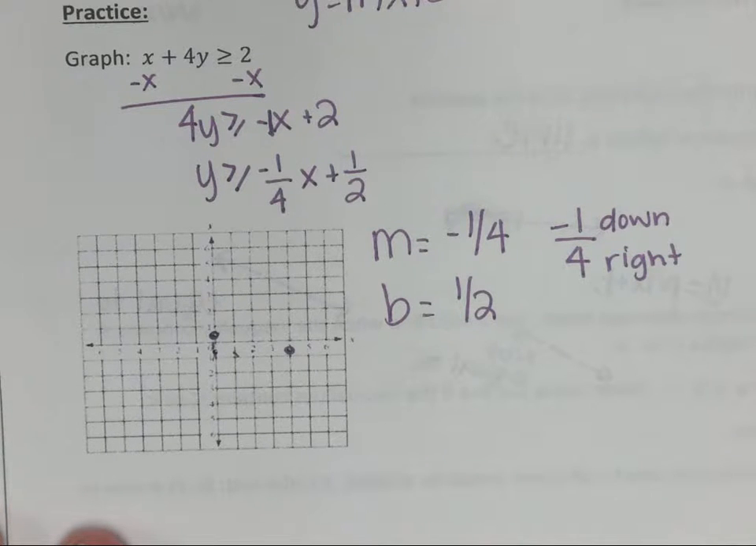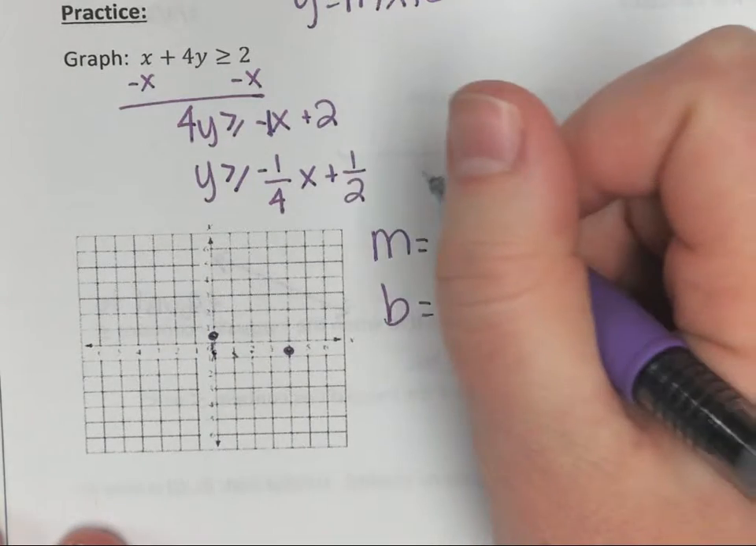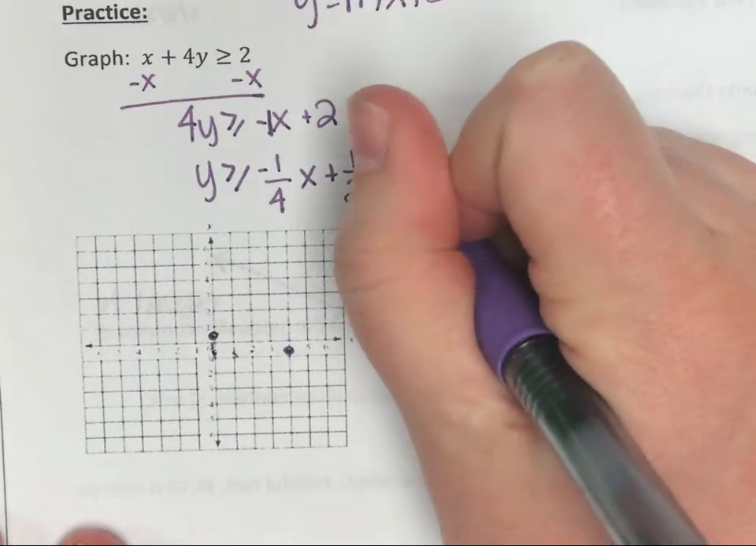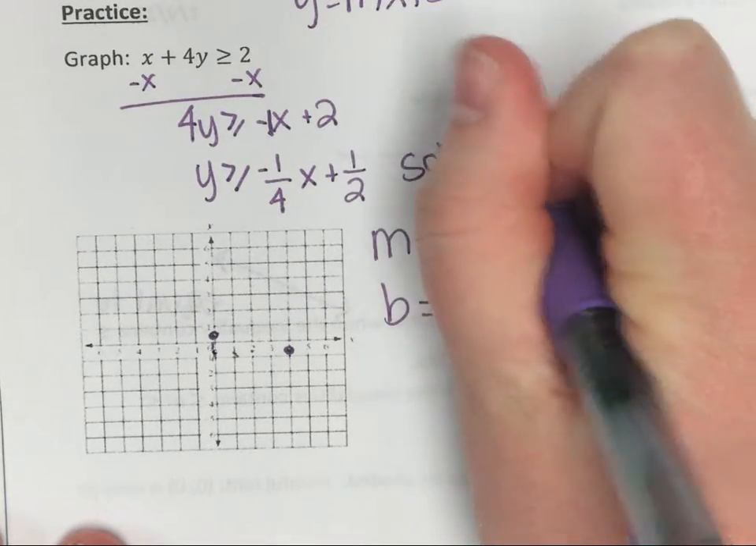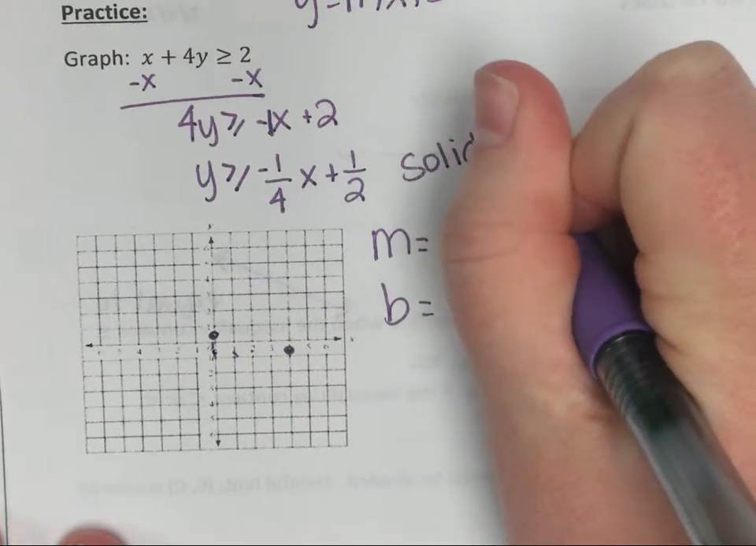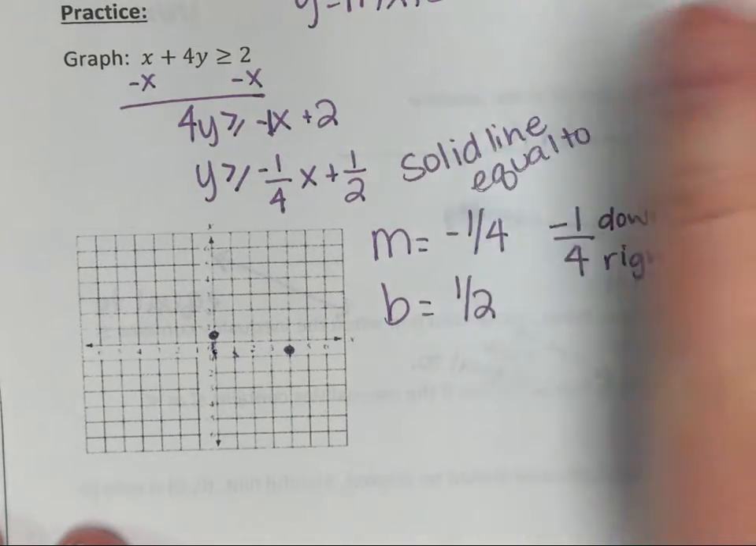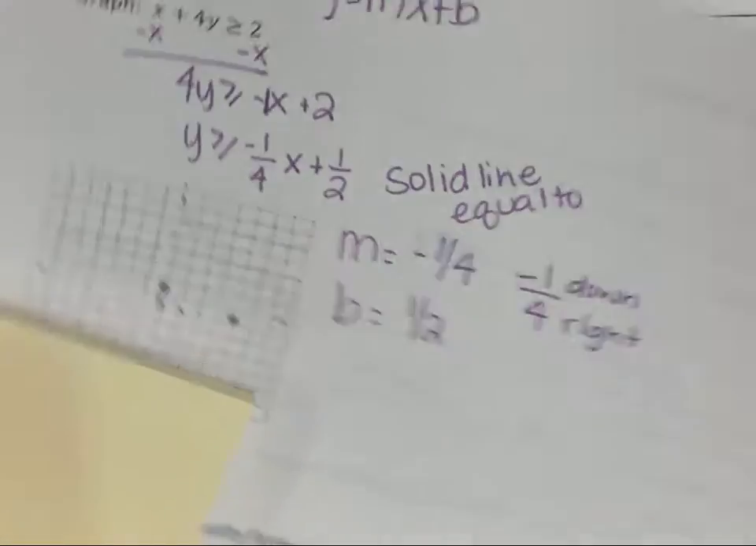What was that, Tyler? It's a dotted line? No, it is not. It's a straight line. All lines are straight, guys. It's going to be a solid line because it's equal to.